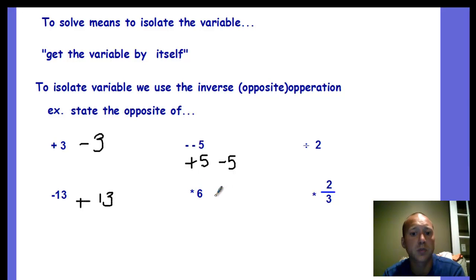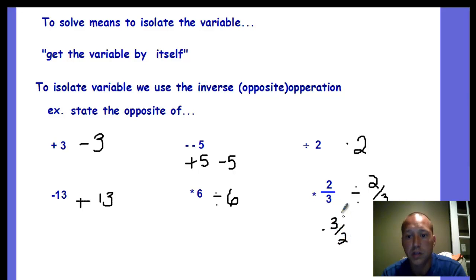The opposite of multiplying by 6 would be to divide by 6. It undoes multiplication. The opposite of dividing by 2 would be to multiply by 2. Then the opposite of multiplying by 2/3: a lot of students will say we want to divide by 2/3. But we don't divide by fractions. We need to recall, how do you divide by fractions? First thing we always do is multiply by the inverse, or the reciprocal. So instead of multiplying by 2/3, we want to multiply by 3/2. That'll undo it. So this is what we're going to look for when we see fractions.